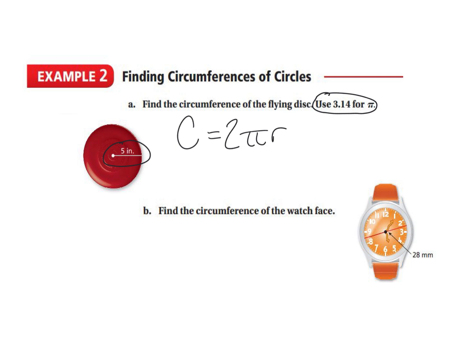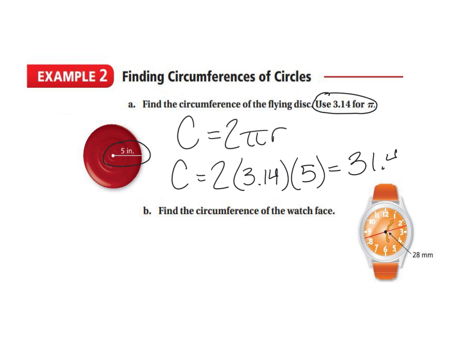Now, when it says that, it means in your calculator, instead of hitting the pi button and getting a really, really long decimal, we're just going to do a little bit of rounding. We're just going to multiply this by 3.14. My radius then is, well, how far is halfway across the frisbee? It's 5 inches. After I do that, we can multiply this all together, and I end up getting an answer of about 31.4.